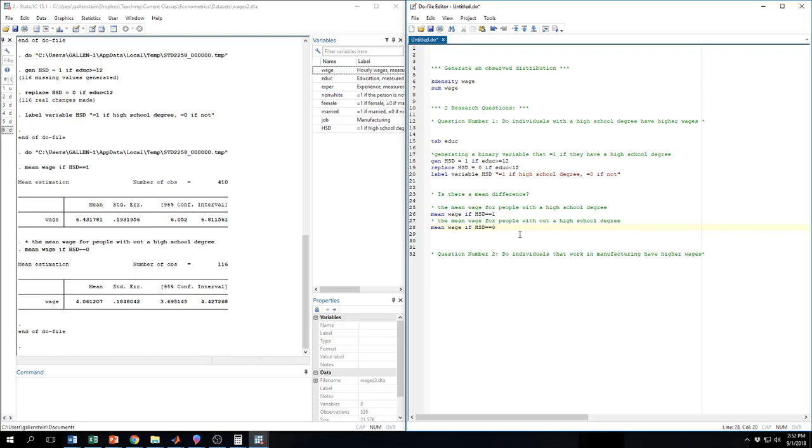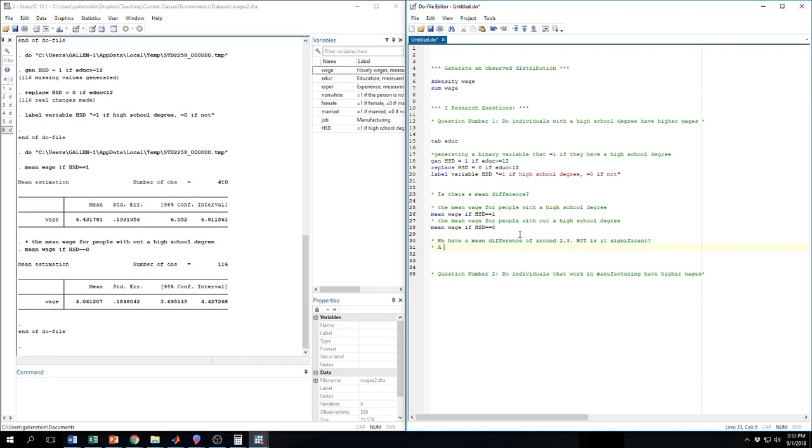Now we know that that mean difference might not mean that in the population there actually is a difference. That 2.3 difference could just be by chance. We need to do a hypothesis test to see whether or not that's significant. So we have a mean difference of around 2.3. But is it significant? By significant, what do we mean?